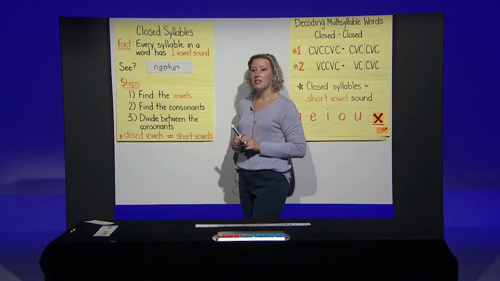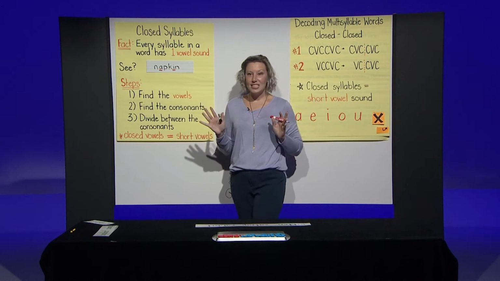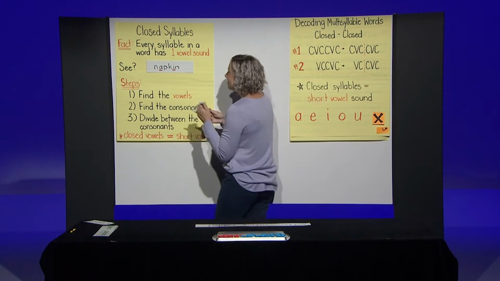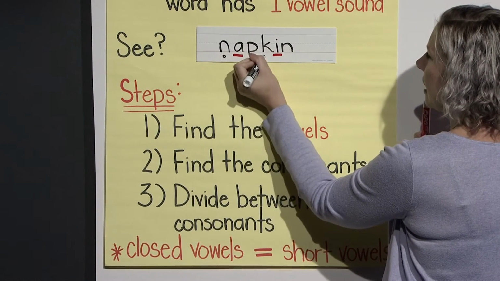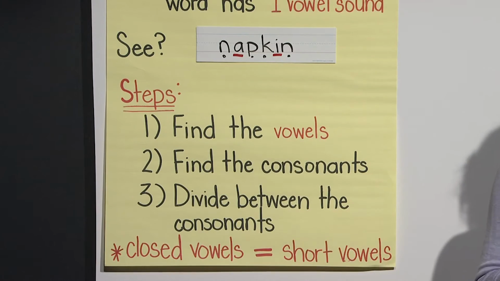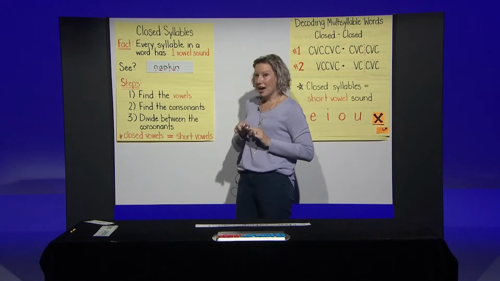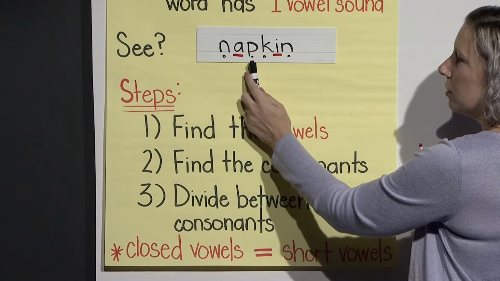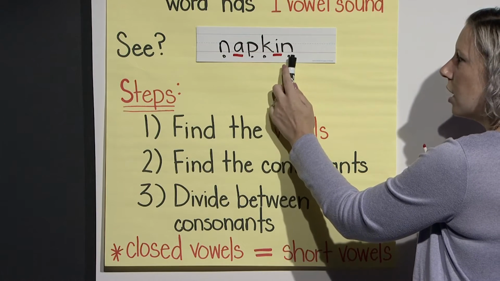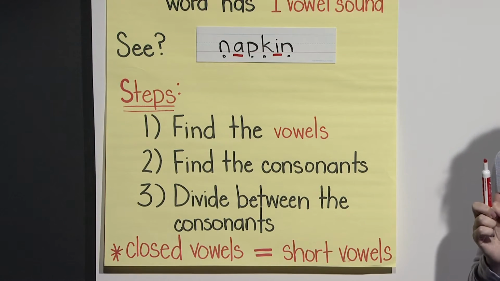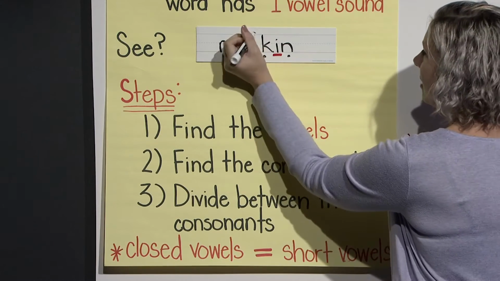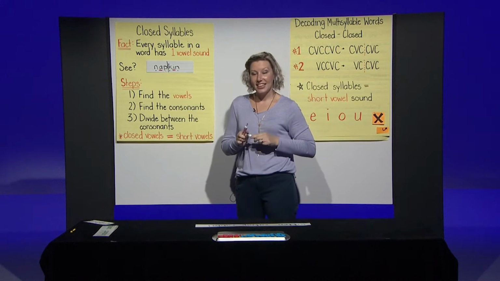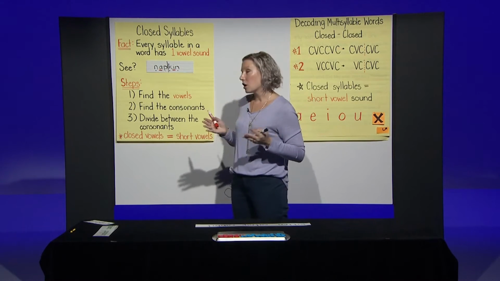Next, I want to find the consonants. Remember, consonants are any letter that is not a vowel. So here, my consonants are N, P, K, and N. Now I want to divide between 2 consonants. Here I've got consonant, vowel, consonant, consonant, vowel, consonant. Where did I find my 2 consonants? Between P and K. I'm going to split my word between the P and the K. That shows me where my syllables are.